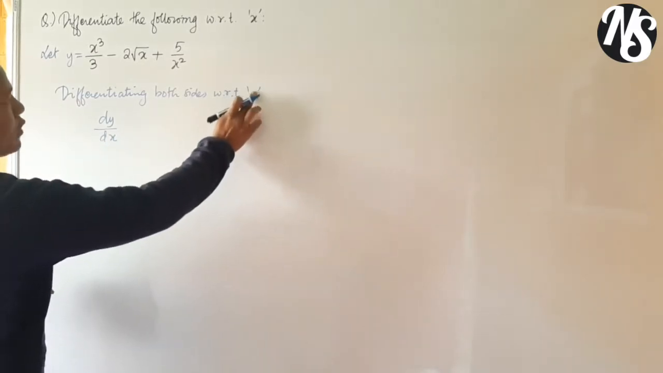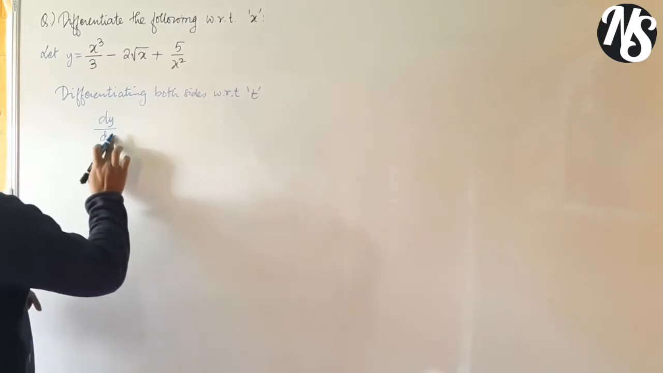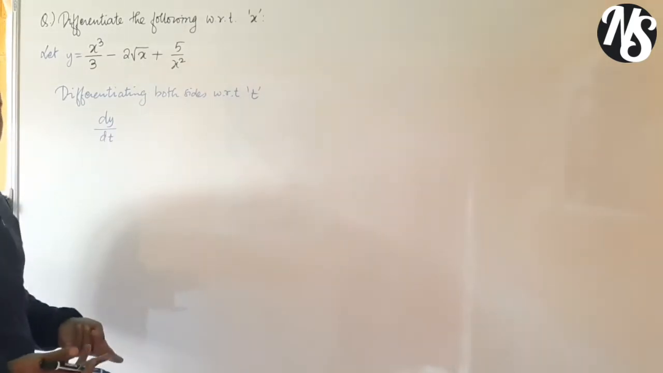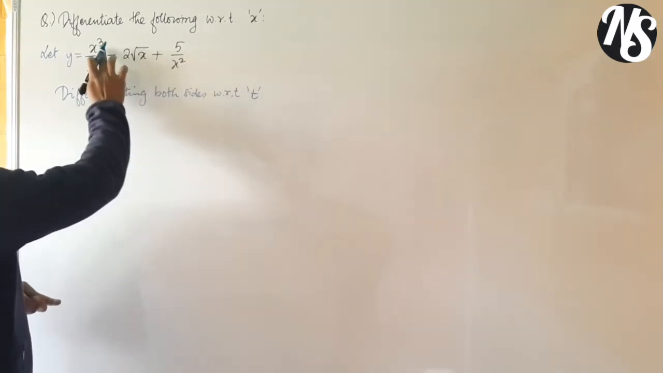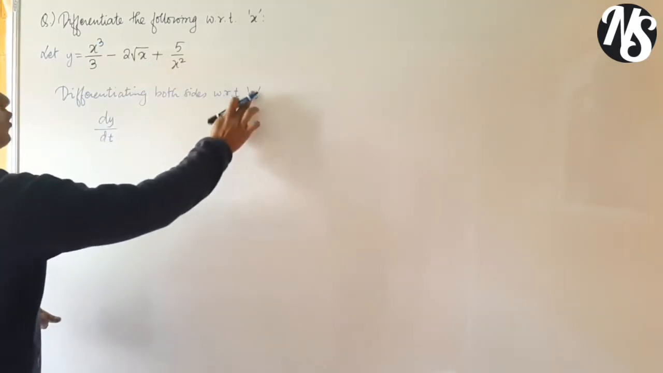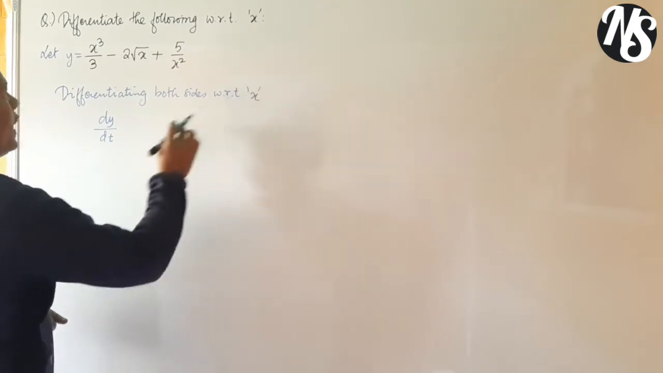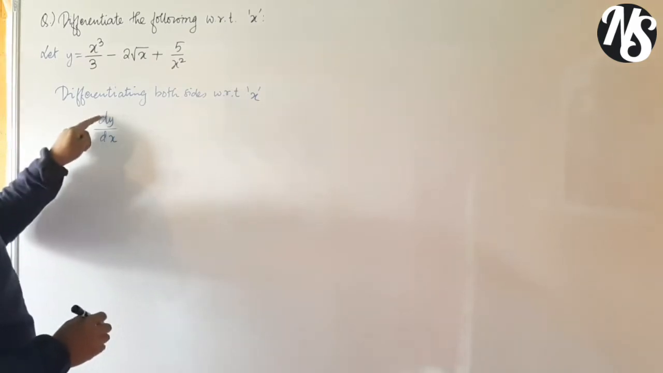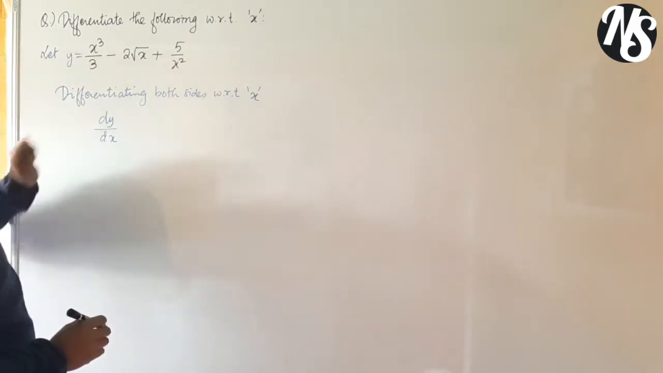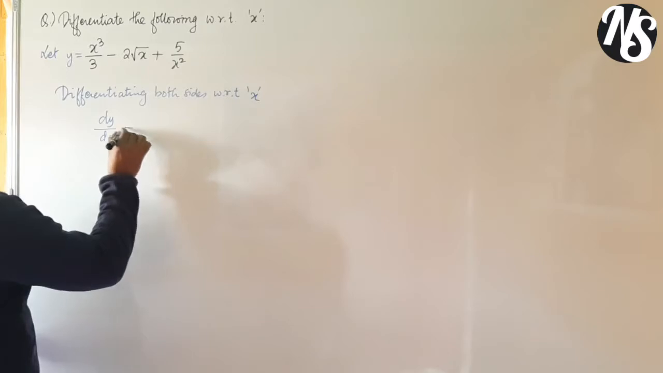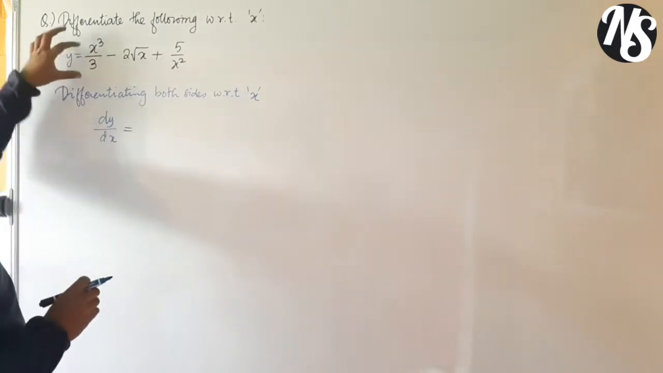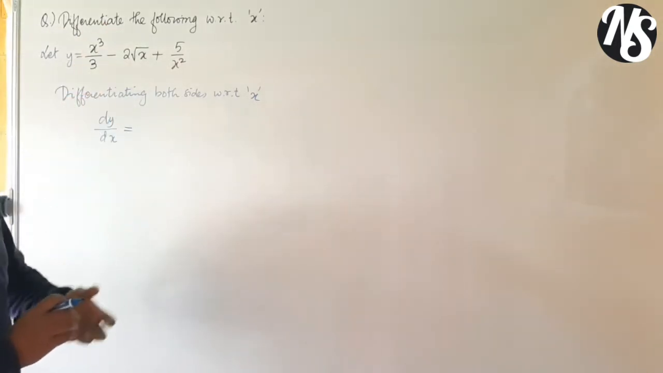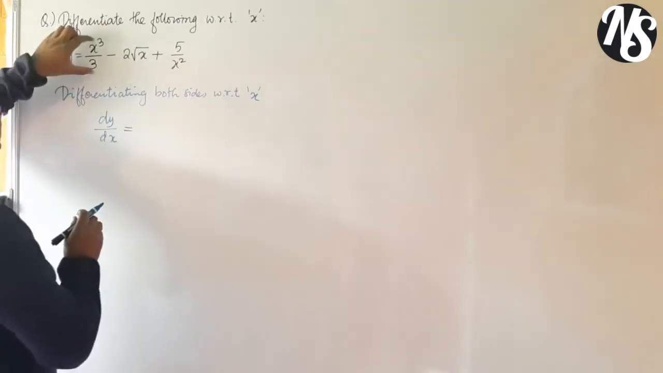If you write t here, then you have to write dy by dt, because t is the variable. And what is the variable here? You see that x is the variable, so that's why you have to differentiate with respect to x only. So when you differentiate with respect to x, you have to write dy by dx. Now if you see here, there are three different terms, isn't it? Yes, three different terms. So here what we do is differentiate each term.